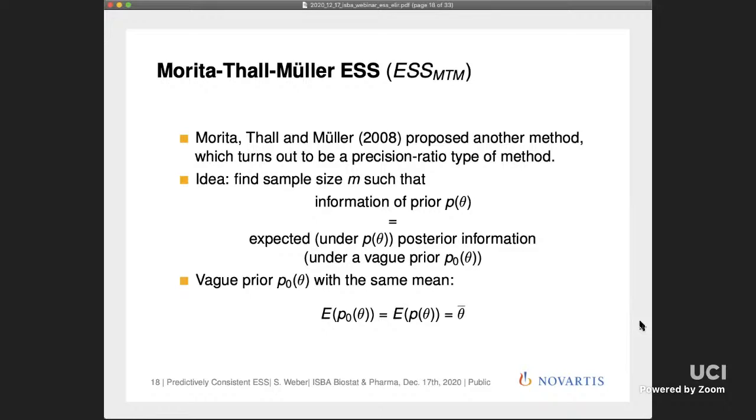The idea of the method is quite neat, I find: it specifies the ESS as a result of an algorithm. It says, find the sample size m such that the information of the prior is equal to the expected posterior information. This expectation is taken under the prior. The posterior information here is the posterior of taking a very flat vague prior and adding m events from the prior predictive to it. From that, we calculate the information, and that needs to be as close as possible to the information from the prior. The prior is not specified exactly, other than that the means have to be the same.